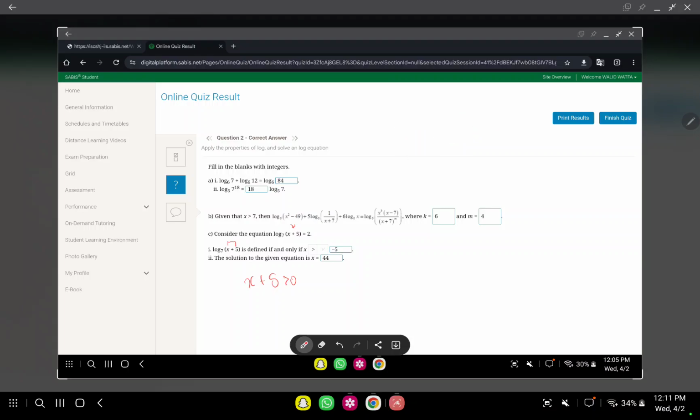So anyway, x plus 5 is greater than 0, take the 5 there, x is greater than minus 5. Very easy. What is the solution to the given equation?